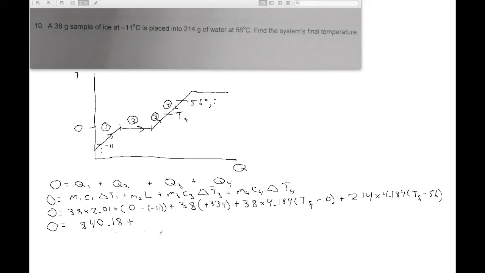840.18 plus 38 times 334, which is 12692, plus 38 times 4.184, which is 158.992 TF. The zero term drops out. 214 times 4.184 TF is 895.376 TF, and 214 times 4.184 times -56 is -50141.056. Now we collect terms.